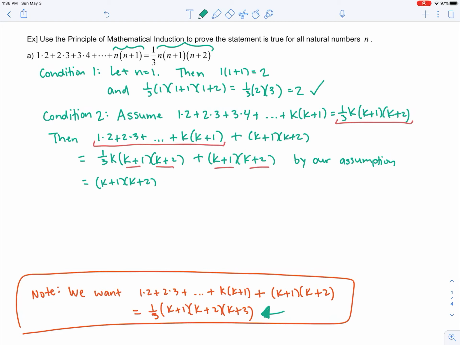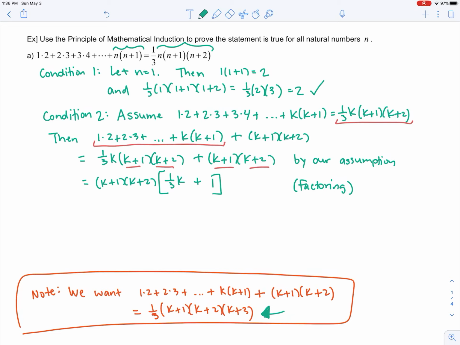So I have k plus 1 times k plus 2, and what's left is 1/3 k plus, nothing left there but a factor of 1. I'm going to put factoring. Okay, so later if you're looking at this, you'll know what we did.